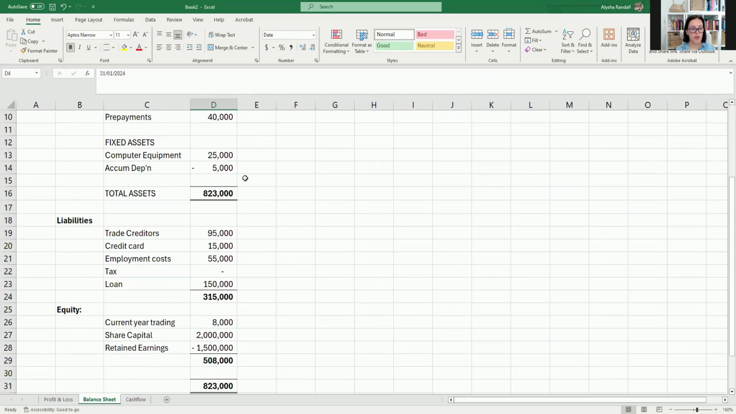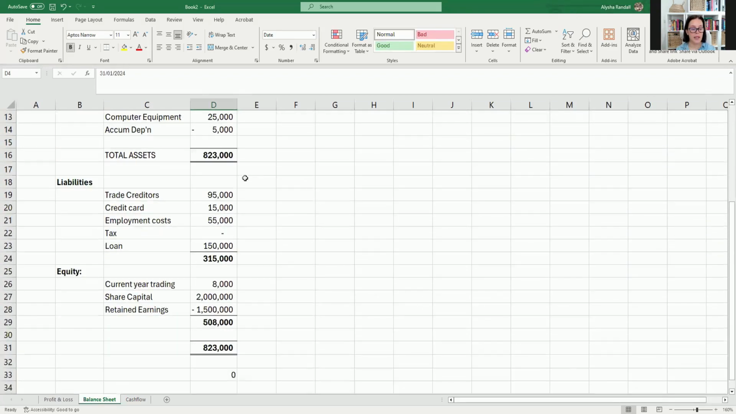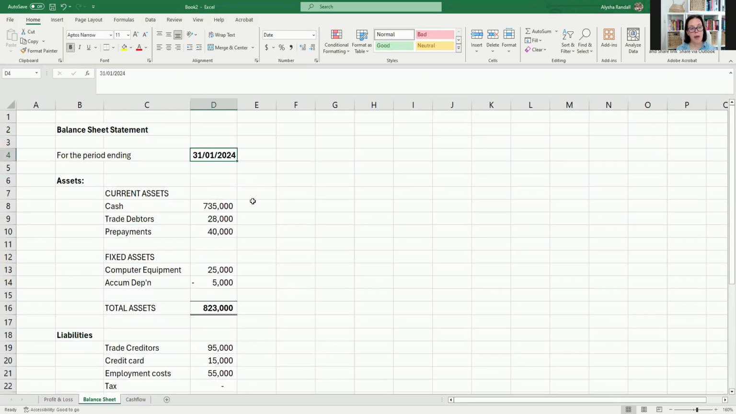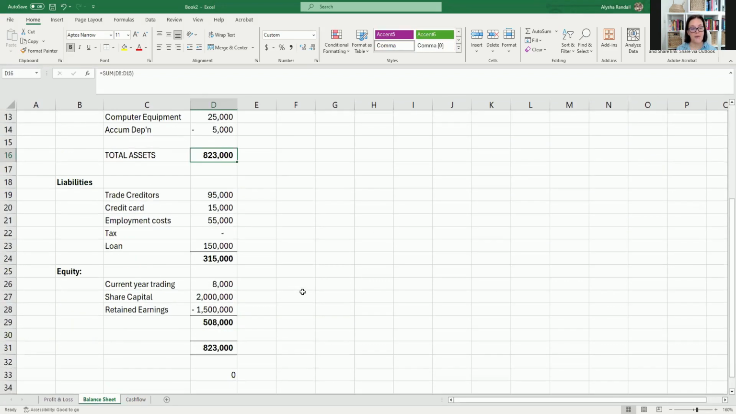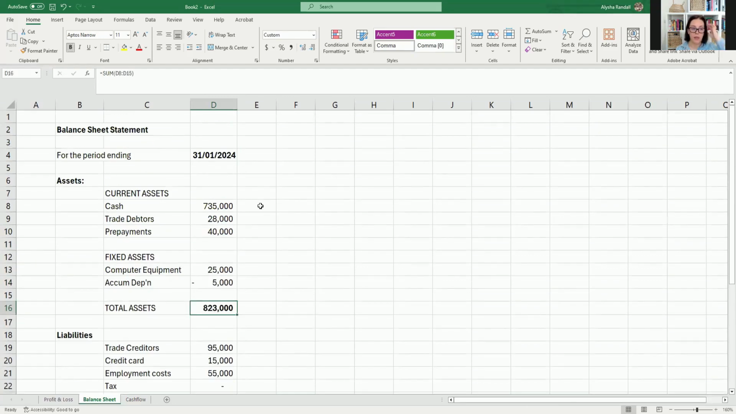And it's split between three categories: assets, liabilities, and equity. And it's called a balance sheet because the assets have to equal the same balance as your equity and liabilities. So those two added together is 823, which is the same. Again, I'll go through this in much more detail.